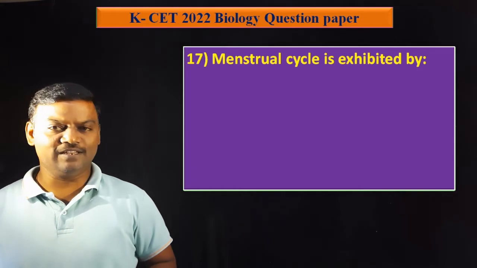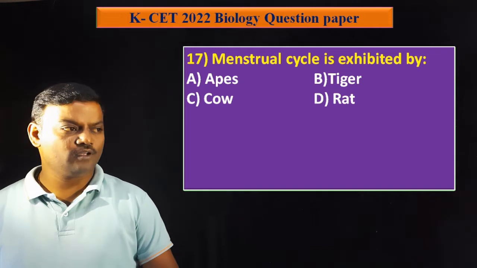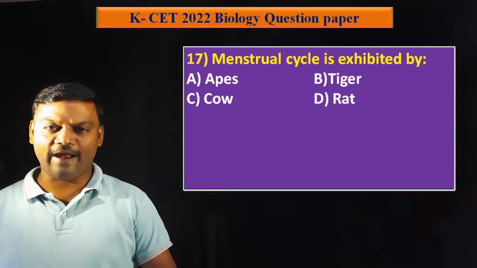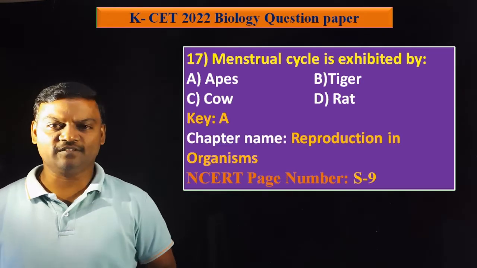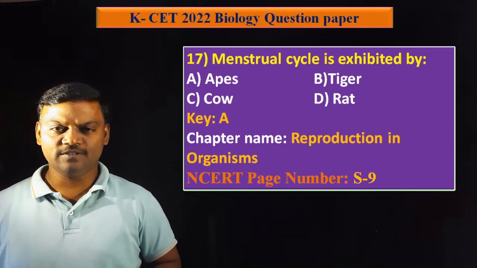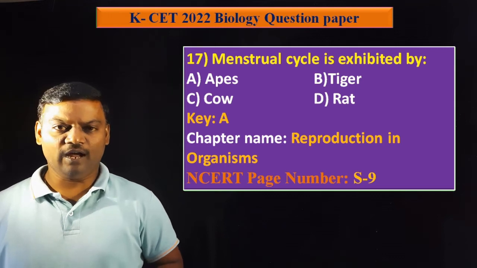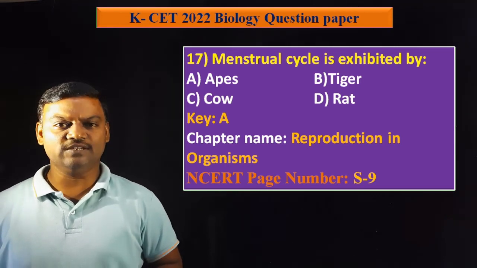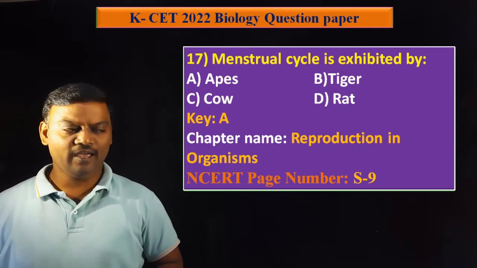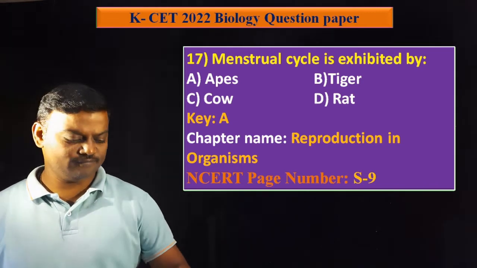Question number 17. So the menstrual cycle is exhibited by option A, apes, option B, tiger, option C, cow, option D, rat. The correct answer is option A. So the menstrual cycle is shown by some primates like apes, monkeys and human beings, and non-primates show the estrous cycle. It is a question from Reproduction in Organisms, NCERT second year, page number 9.